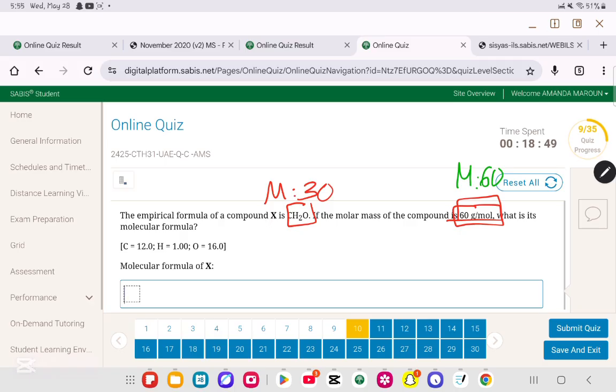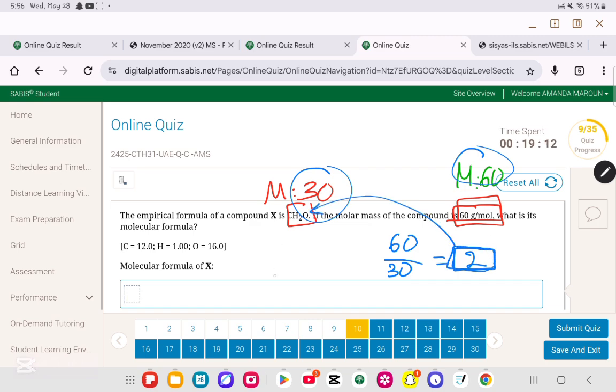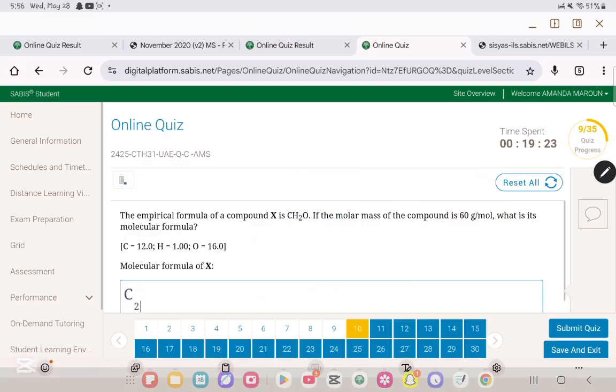Now, how do we find out what the compound is? Well, we have the mass of the compound itself divided by the mass of its empirical formula, which will give us a ratio of 2. So what will we do with it? We will multiply it to the empirical formula. So CH2O, we will multiply it by 2 to get C2H4O2. So very simply, our answer here is C2H4O2.